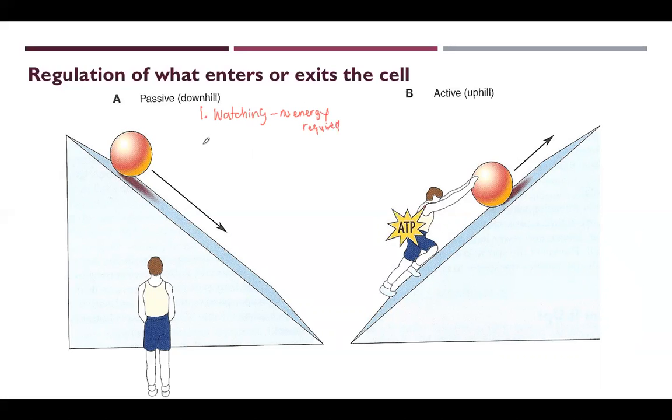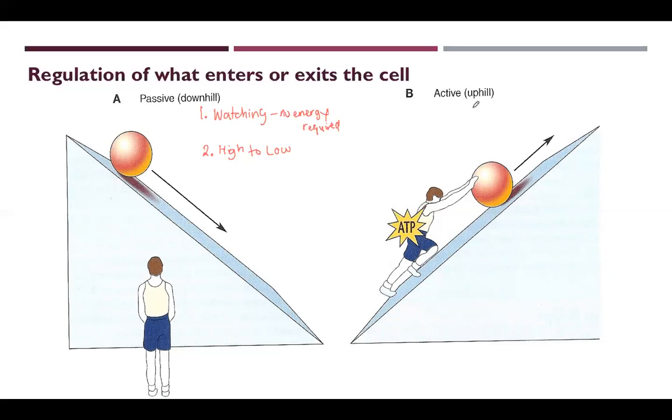The second point, how this is similar, is that this ball is rolling from high to low very easily. You might not exactly know what I'm talking about yet for this, but you will in a few slides. High to low is passive.